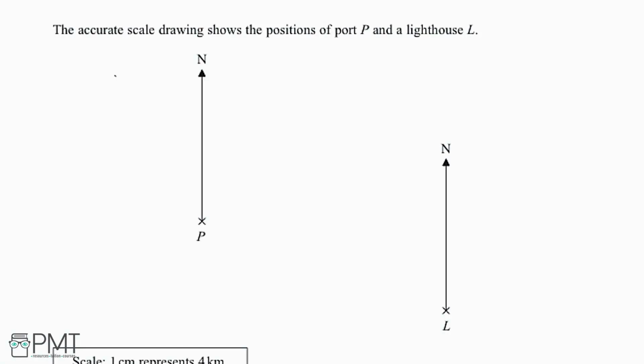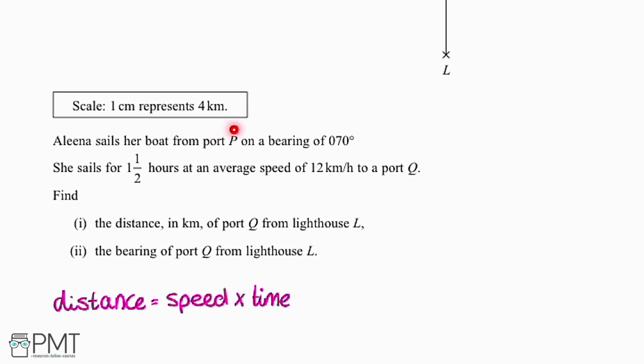The accurate scale drawing shows the positions of port P and lighthouse L. Alina sails her boat from port P on a bearing of 70 degrees. She sails for 1.5 hours at an average speed of 12 km an hour to port Q. In part 1, we need to find the distance in kilometres of port Q from lighthouse L.